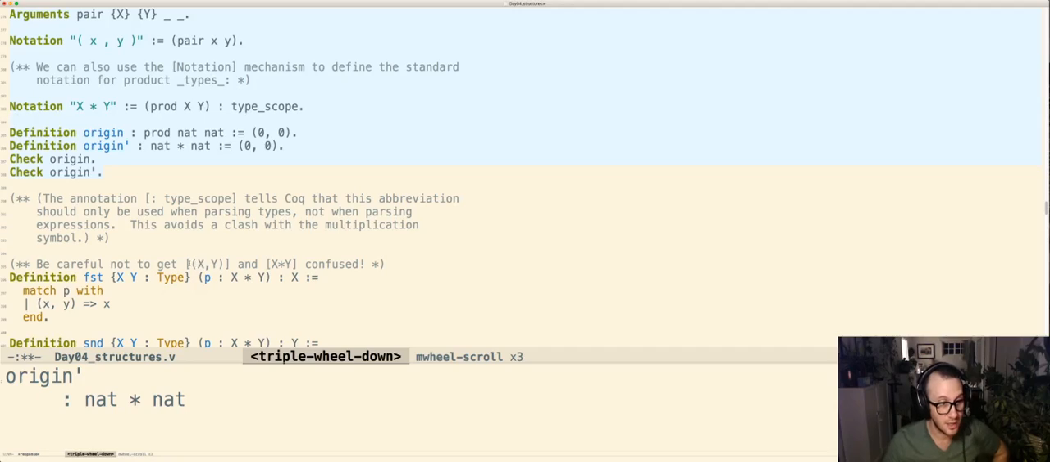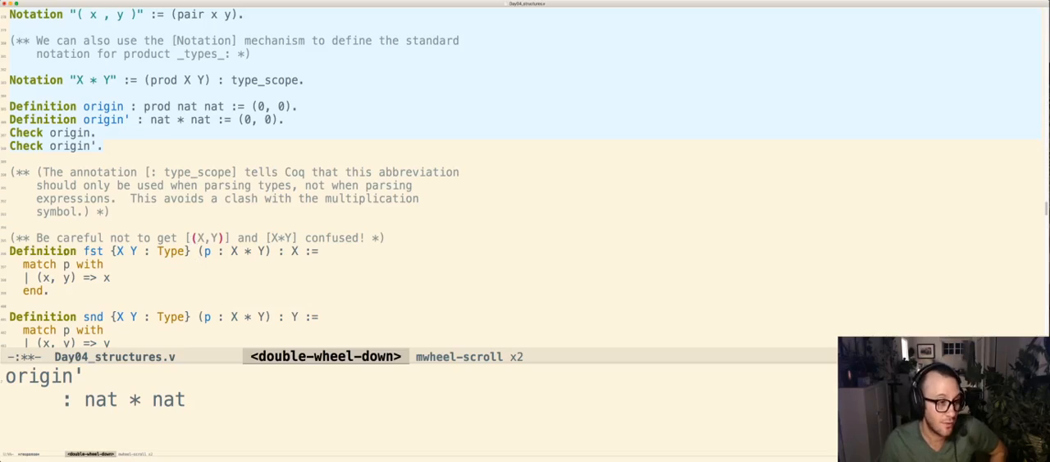It is important to not get these two things confused. This, what I have highlighted now, x times y, that's a type. This x comma y, that's a pair of values. In some languages, these are punned, where this is how you write the type of pairs. That's not how you do it in Coq.